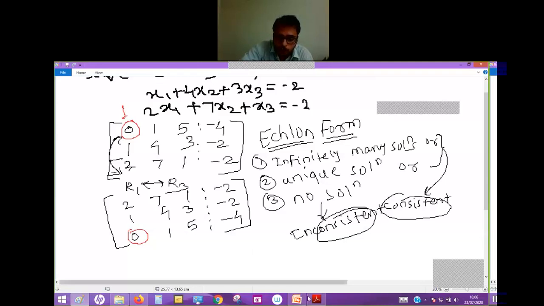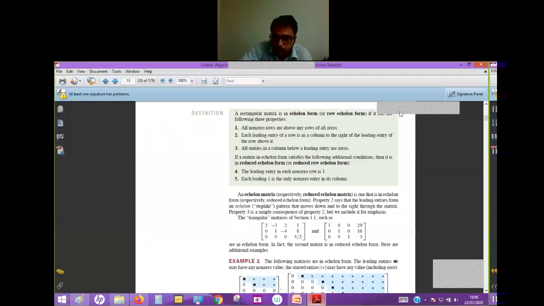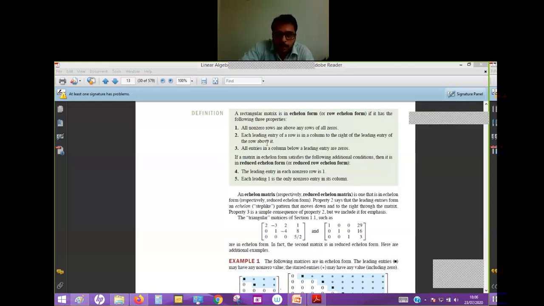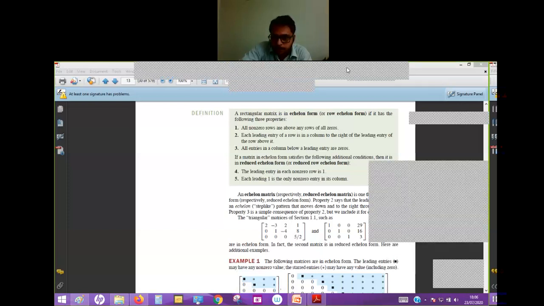So what is this form telling me? Please consider this file. It tells me that a rectangular matrix is in echelon form if it has the following three properties. But before that, please tell me whether you are able to view this PDF file. Please confirm in the chat box.